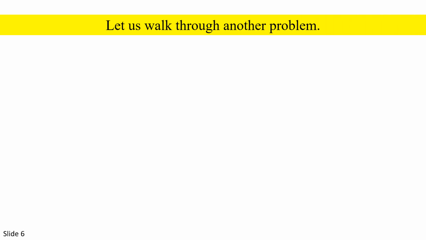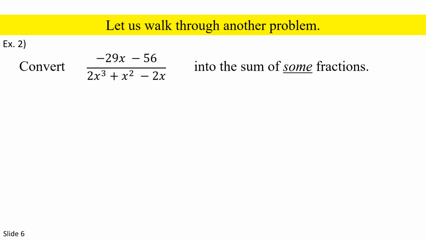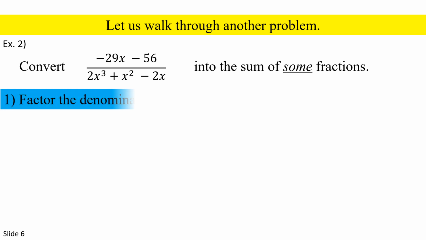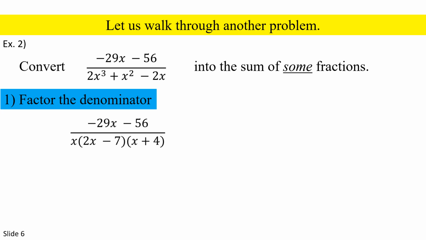Let us walk through another problem. Example 2. Convert negative 29x minus 56 over 2x cubed plus x squared minus 2x into the sum of some fractions. So just like before, we need to factor the denominator. We have a common factor of x, and then we have a quadratic we can factor further. So we've got negative 29x minus 56 over x times 2x minus 7 times x plus 4.